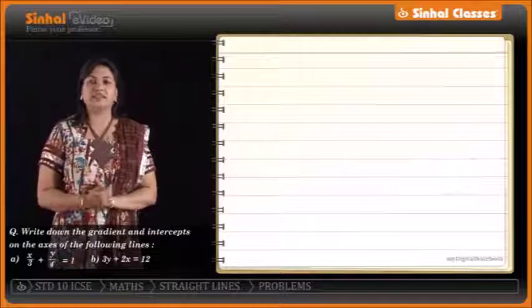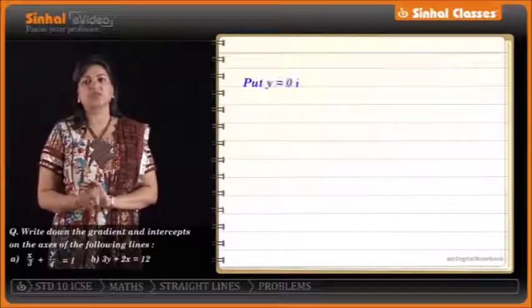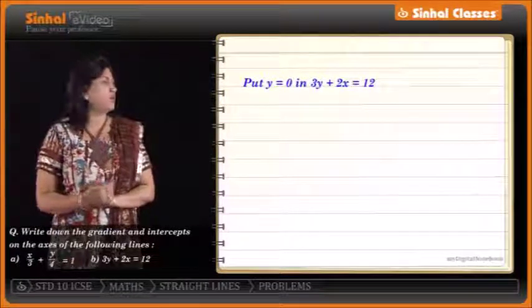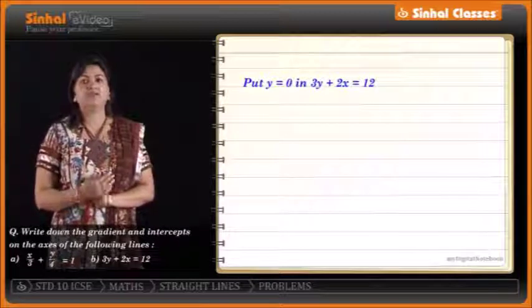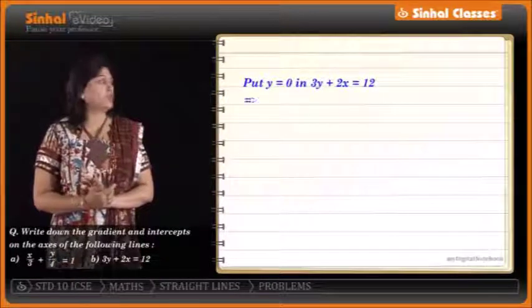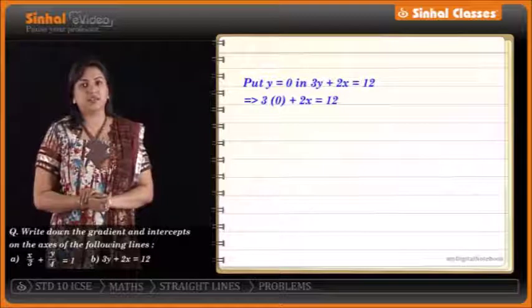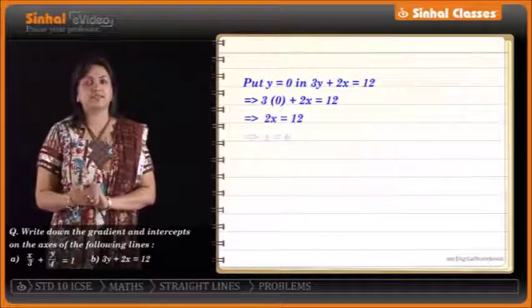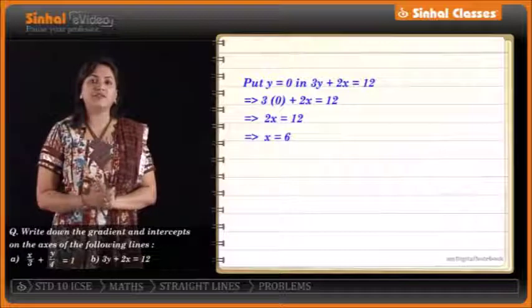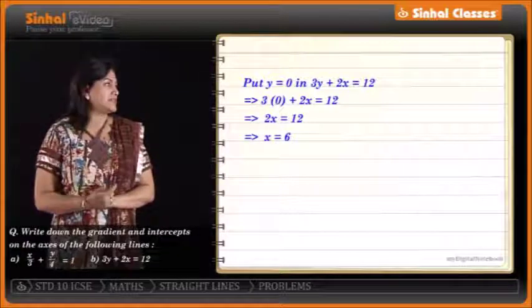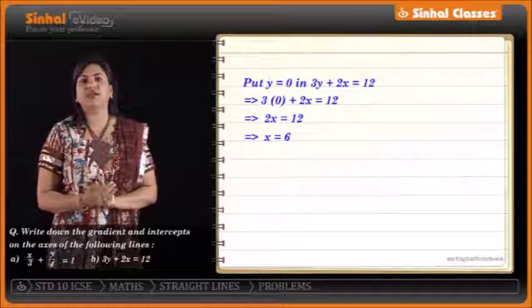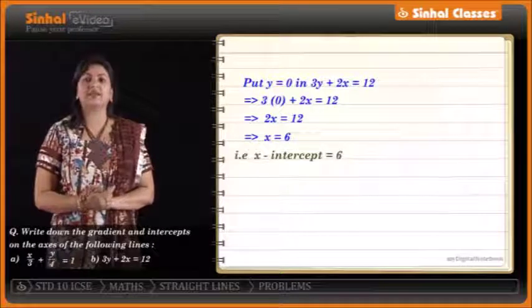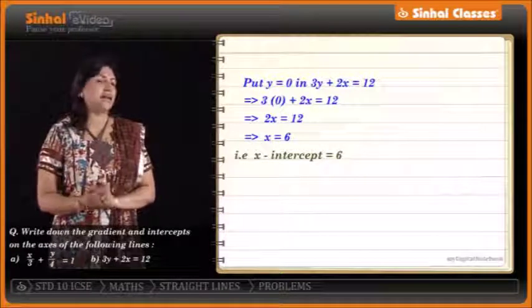Now to get the x-intercept, we substitute y as 0 in the equation of the line. We have 3 into 0 plus 2x is equal to 12. That is, 2x is 12, so x is 6. So here we have the slope as minus 2 by 3, the x-intercept as 6, and the y-intercept as 4.